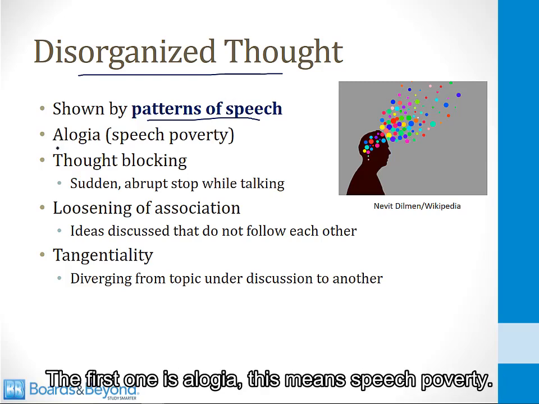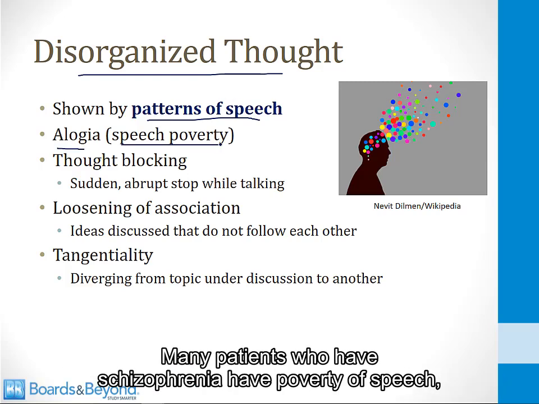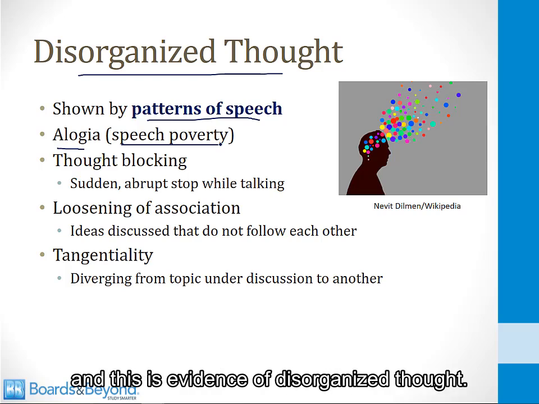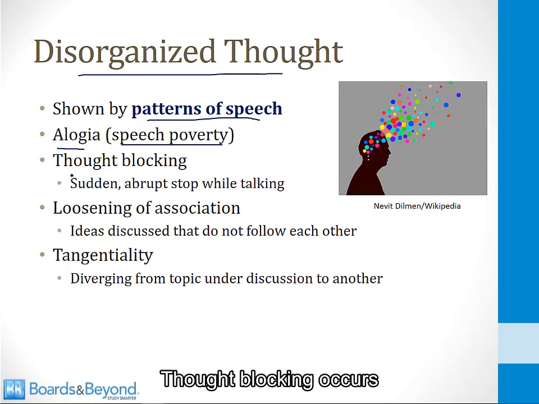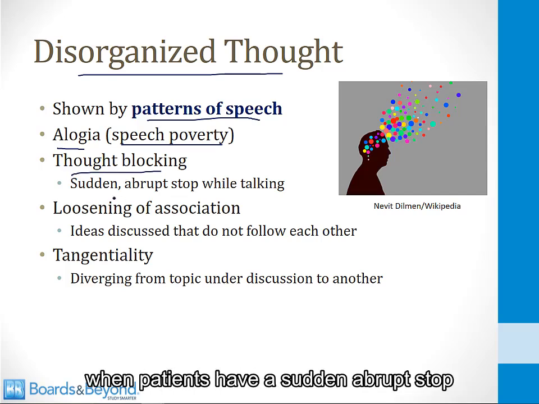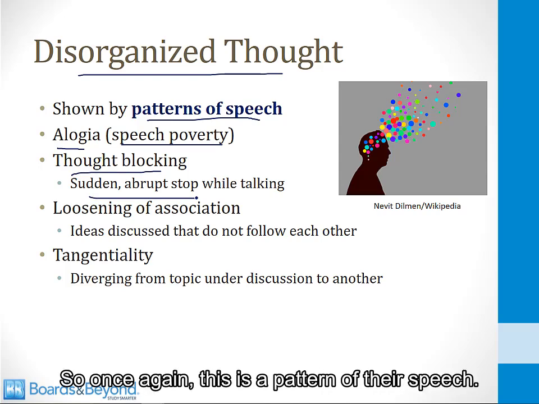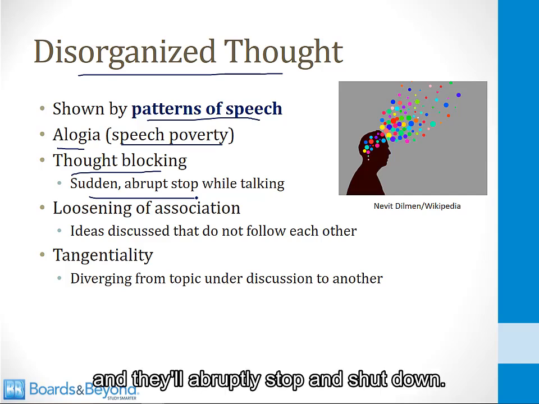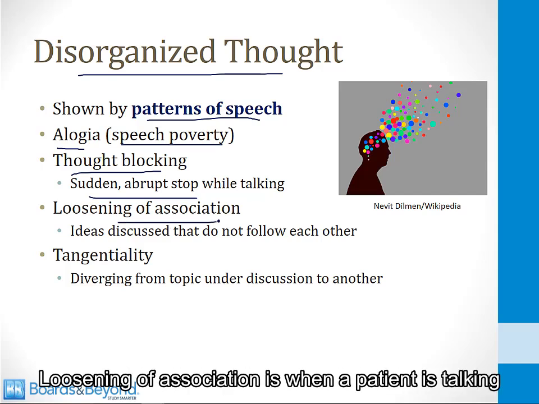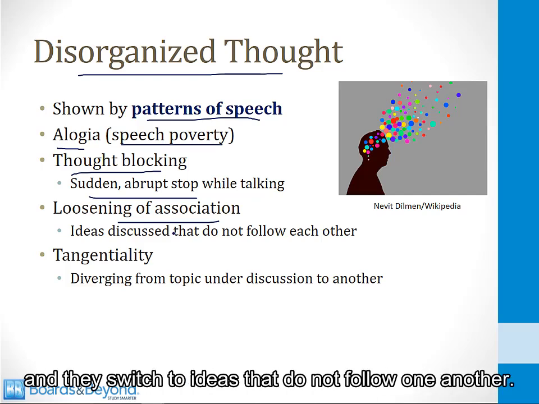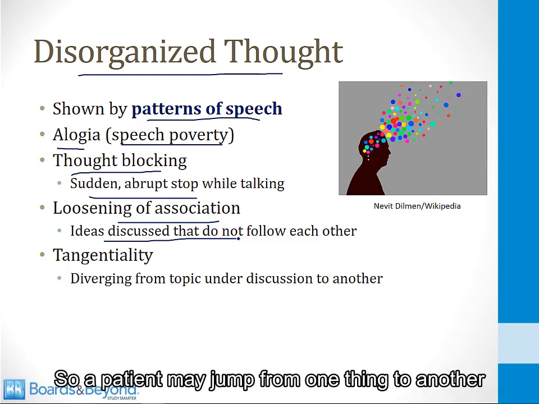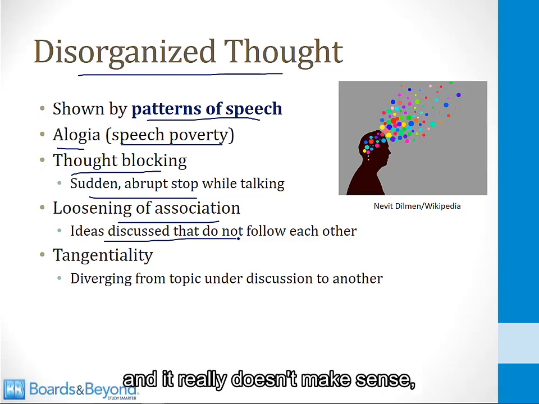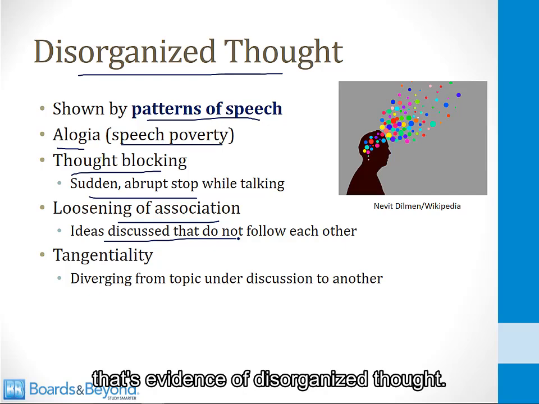The first one is alogia. This means speech poverty. Many patients who have schizophrenia have poverty of speech, and this is evidence of disorganized thought. Thought blocking occurs when patients have a sudden abrupt stop while they're talking. So once again, this is a pattern of their speech. They'll be saying something and they'll abruptly stop and shut down. Loosening of association is when a patient is talking and they switch to ideas that do not follow one another. So a patient may jump from one thing to another and it really doesn't make sense. That's evidence of disorganized thought.